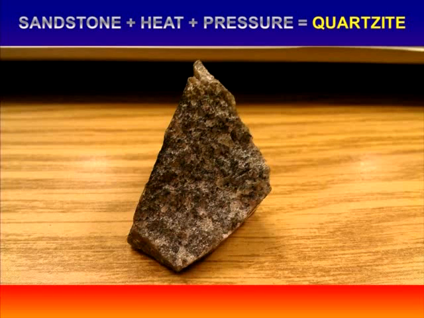Another example of a non-foliated or unfoliated metamorphic rock is quartzite. Quartzite is just made by taking sandstone and putting that under heat and pressure until it turns into a metamorphic rock.